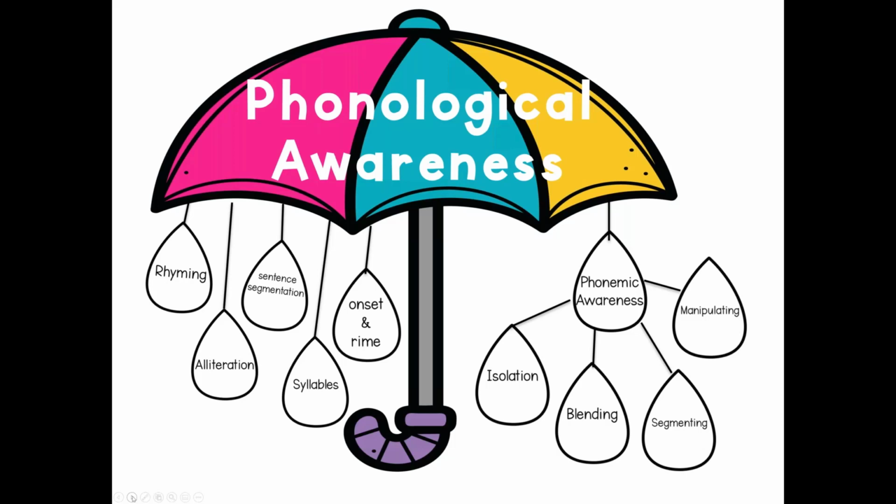Phonemic awareness, as you see to the right, falls under the umbrella of phonological awareness, and it's a little bit more difficult for students. To be a fluent reader, a student must be competent at working with the individual sounds in words: identifying sounds in isolation, blending sounds together to make words, pulling words apart by saying the individual sounds, and manipulating the sounds in words as well. We're going to talk more about each of these skills in just a few minutes.